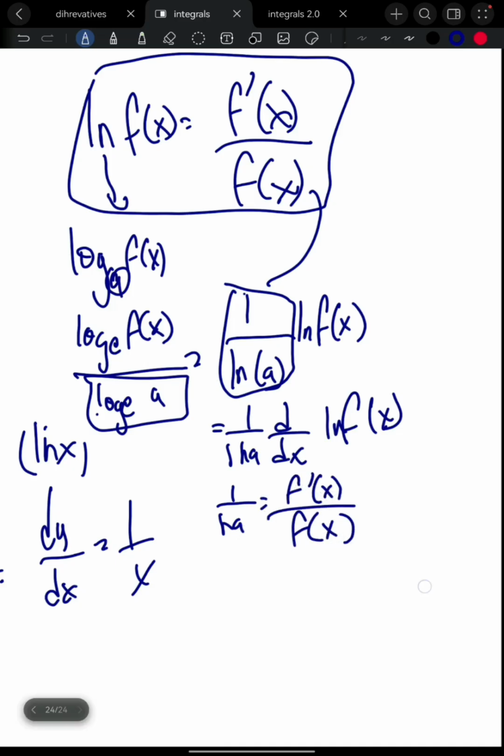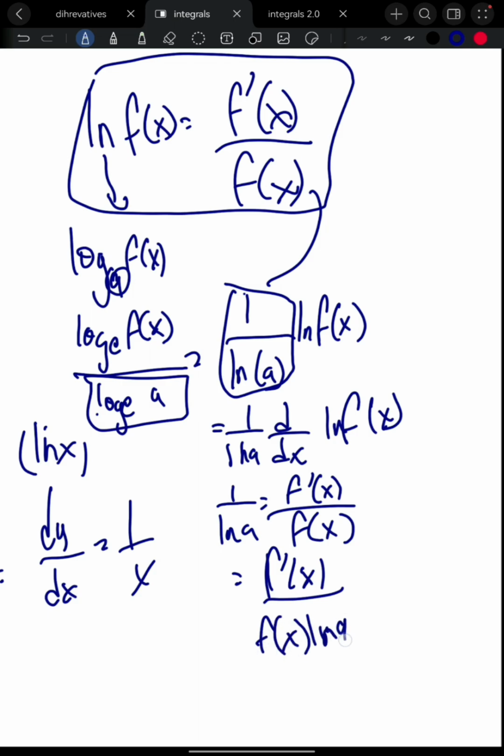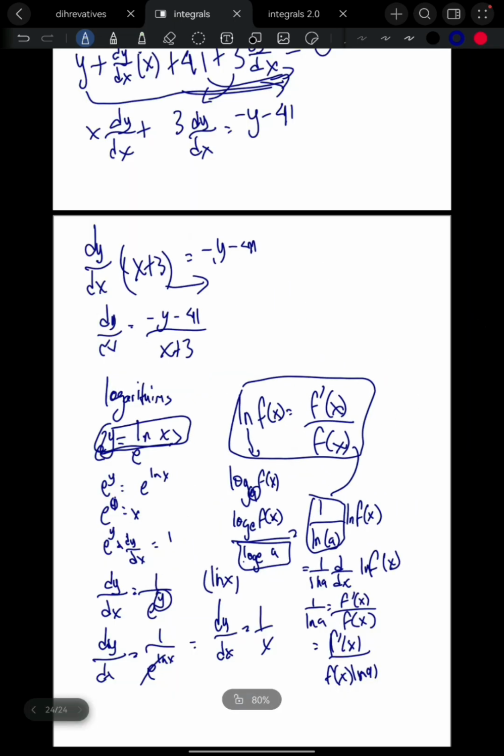And we know the derivative of ln of f of x is just f prime of x divided by f of x. And what is this handwriting, bro? If you just do this, this is going to be f prime of x divided by f of x times ln of a. Boom, I guess. Ancient hieroglyphics.